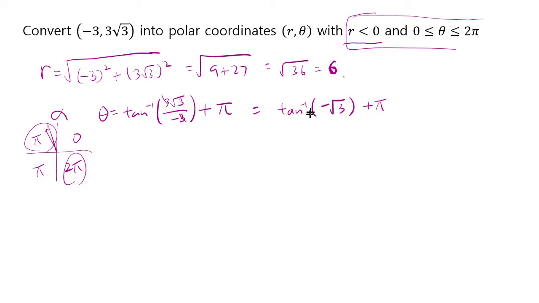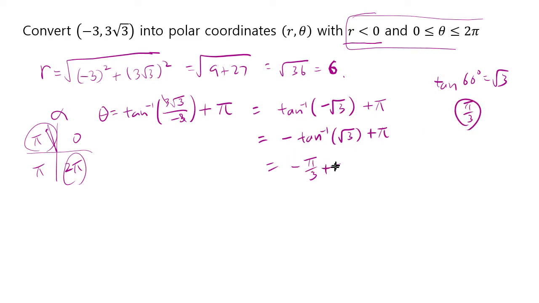Tangent inverse and sine inverse are odd functions, so the minus comes out. Whereas for cosine inverse, be careful, you can't pull the minus out for cosine inverse. But for tangent inverse and sine inverse, you can bring the minus out. And you should know that tangent of 60 degrees is equal to √3, and 60 degrees is π over 3, so this would be -π/3 plus π, which is 2π/3, or 120 degrees. So we kind of see what's going on here.